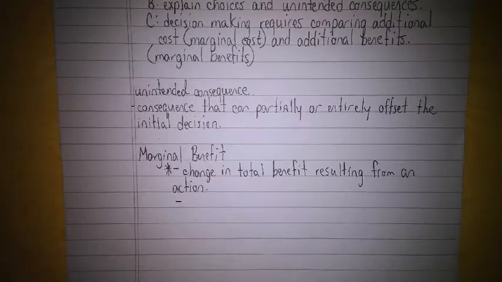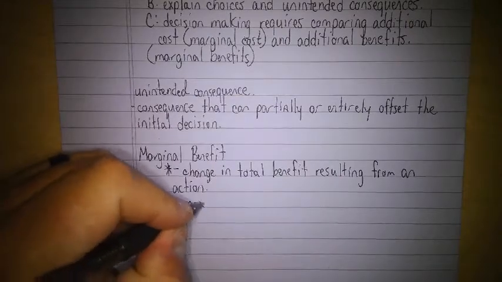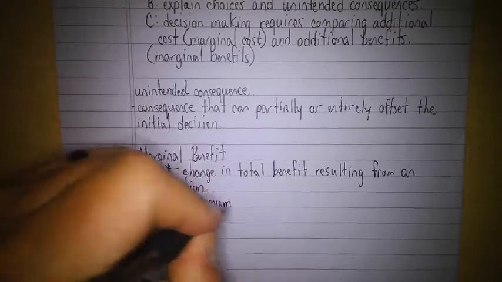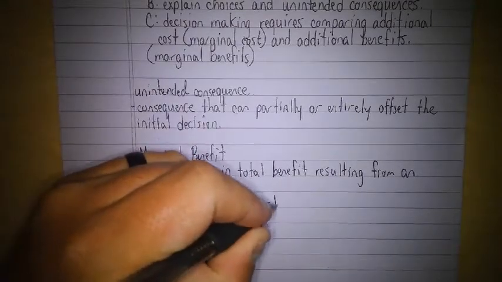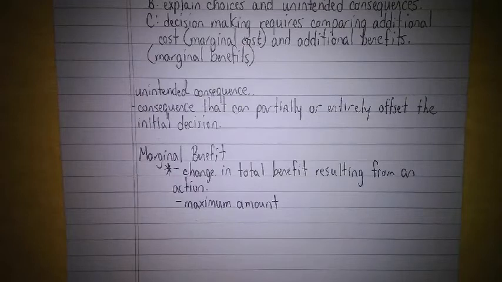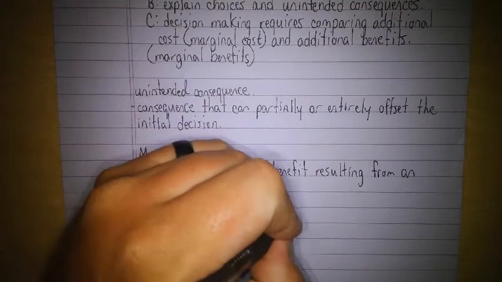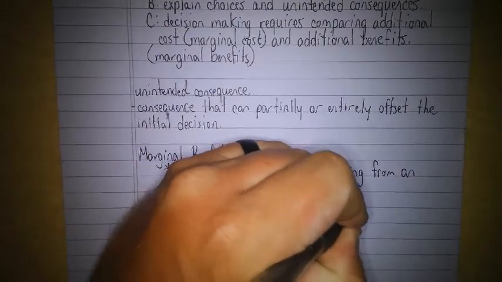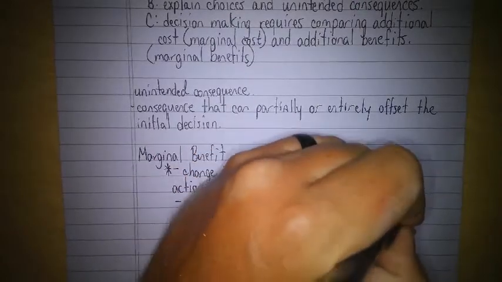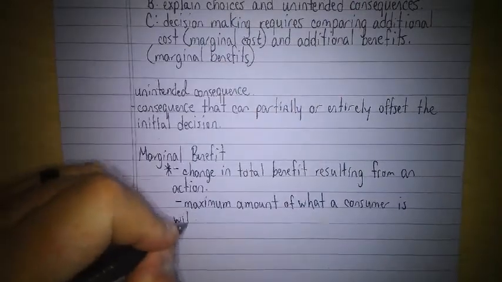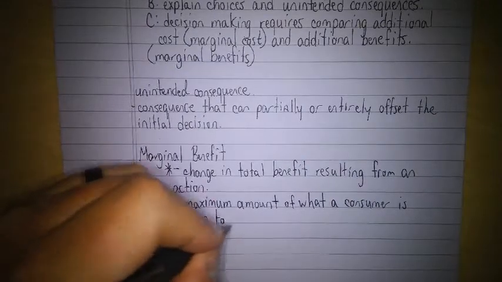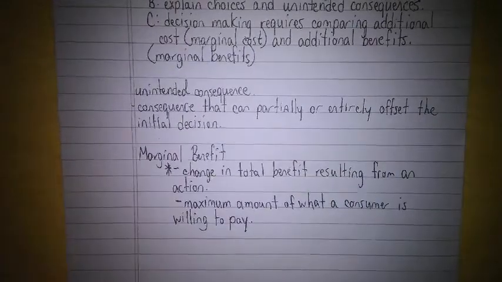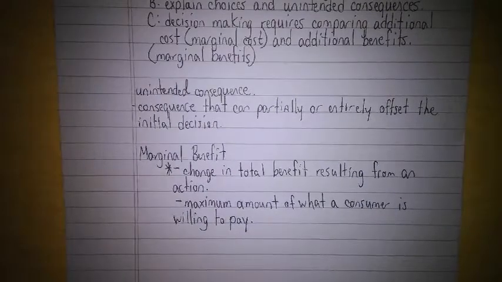But put down that marginal benefit is the maximum amount that a consumer is willing to pay. It's the maximum amount of what a consumer is willing to pay. And who are consumers? Us, people like you and I.